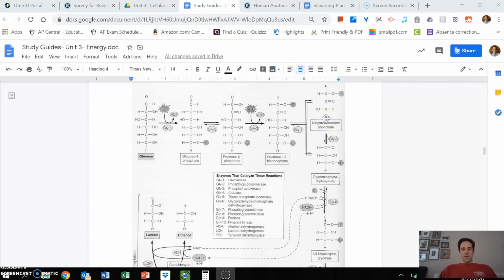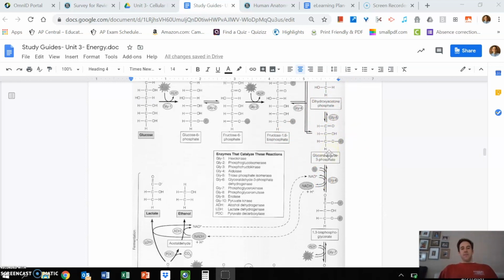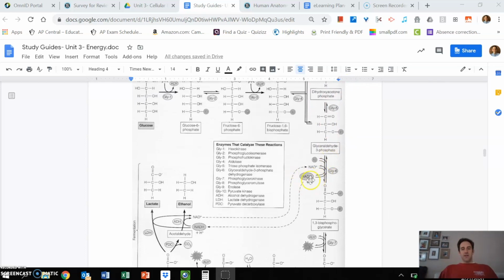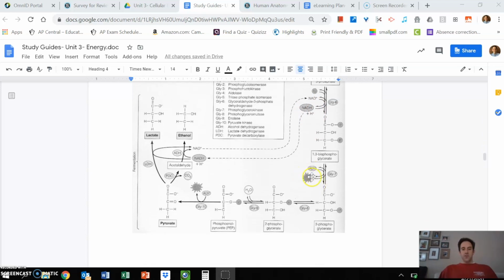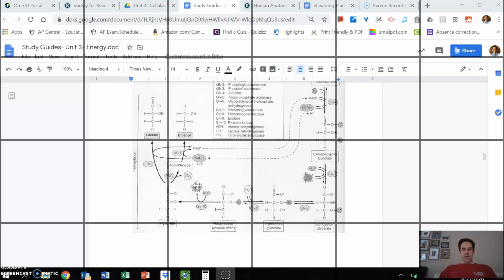in half. And so everything from this step onward happens twice, once for this 3-carbon unit and once for this 3-carbon unit. And so you can see that in this step, there are actually 2 NADHs generated per molecule of glucose. And then there's 2 ATP here and 2 ATP there. And so the net gain is 2 NADH and 2 ATP during glycolysis.